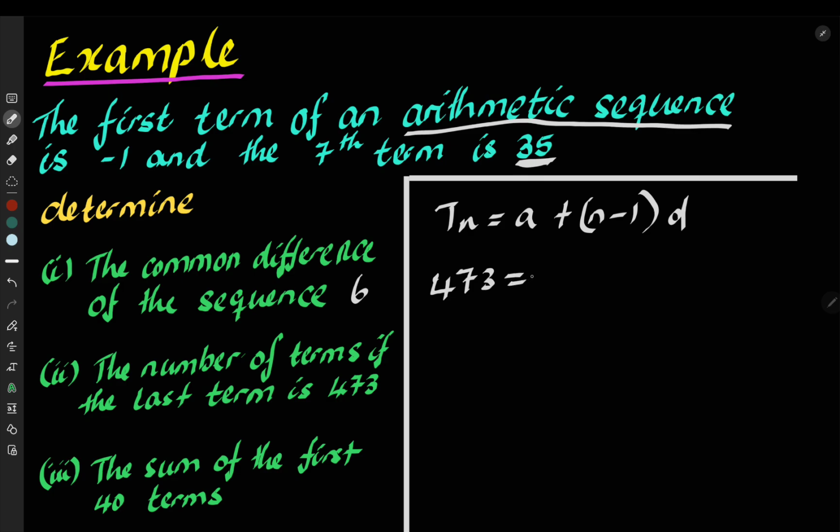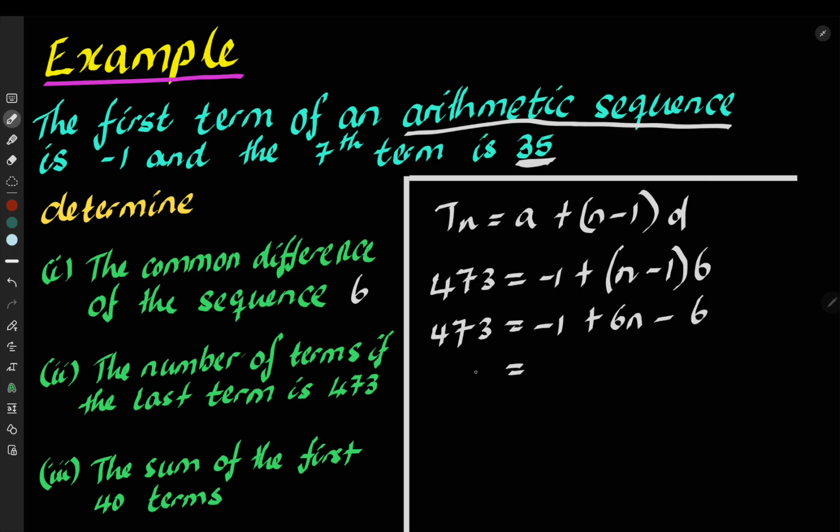So 473 is equal to, remember our first term is negative 1, so negative 1 plus, in this case we don't know n because that's what we are calculating. We are determining the number of terms. So n minus 1, then bracket times 6. That gives us 473 is equal to negative 1 plus 6n minus 6, which can be further simplified to 480 is equal to 6n. If you divide by 6, your number of terms will be equal to 80. And that is how you determine the number of terms for the second part.